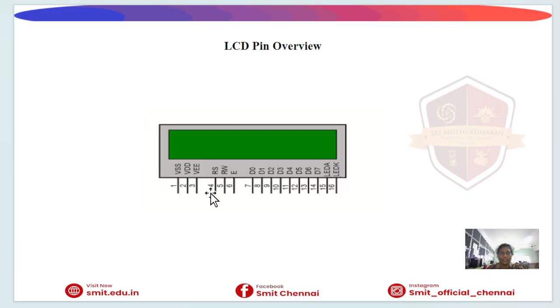Next one is RS equal to 1. If RS is equal to 0, we are using commands like clear screen or cursor positioning. If RS is equal to 1, then it selects the data register, used to display characters such as A or 5 or percentage, whatever it is. Now, to write data, RS is equal to 1.